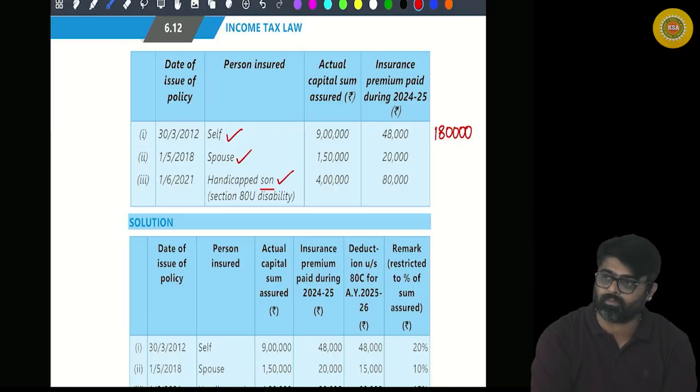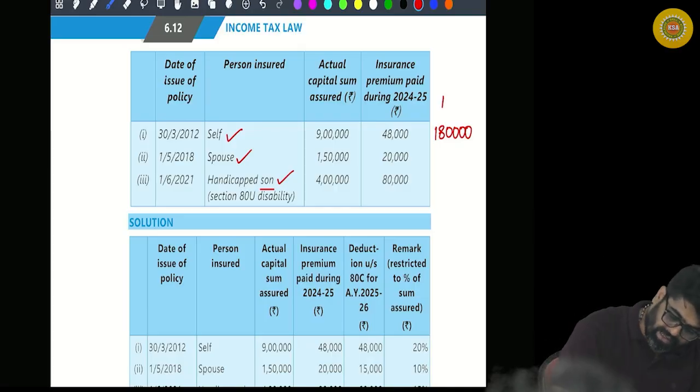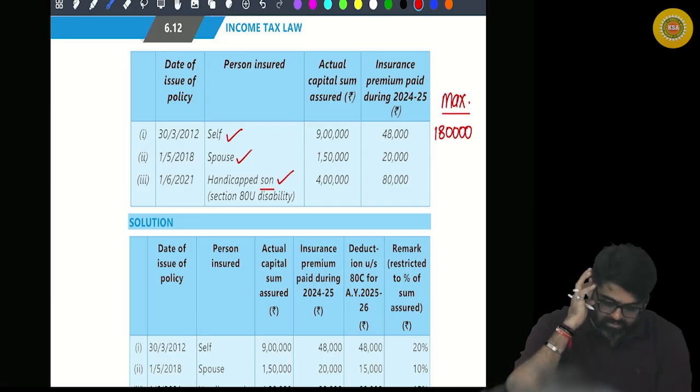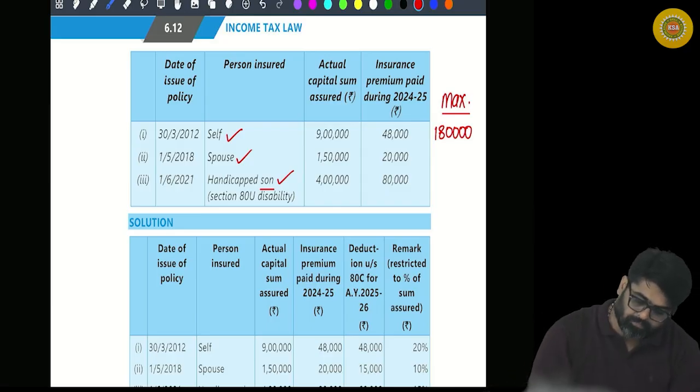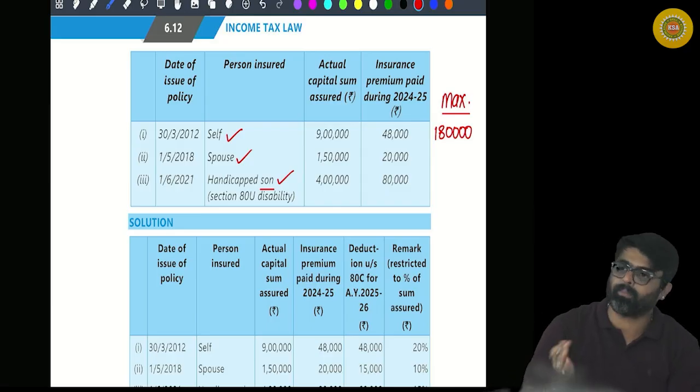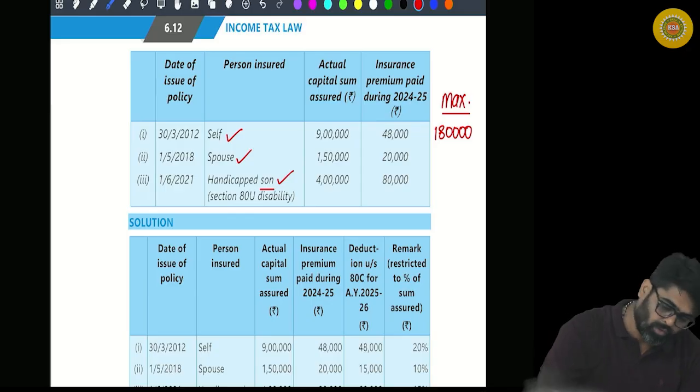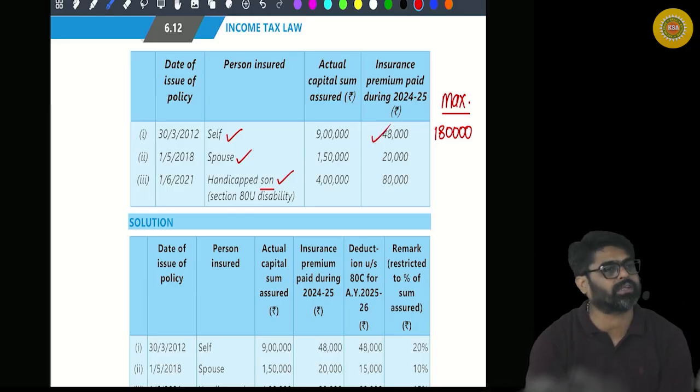How much premium you have paid? This is the maximum amount of premium which you are calculating here, right now. So maximum is 1 lakh 80. How much you have paid? 48. Is it paid within the limit? Full premium will qualify under section 80C.